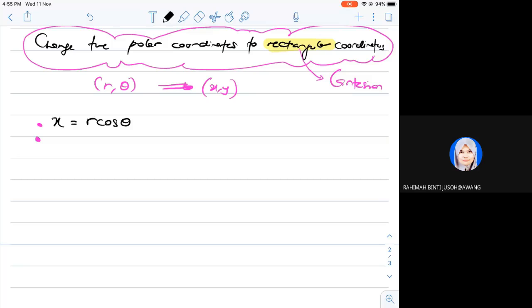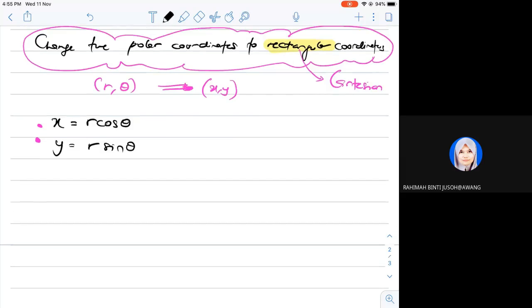So next we have y. y equals r sin theta. Yes, good, r sin theta. So you can remember that for x it is cos, and for y it is sin.